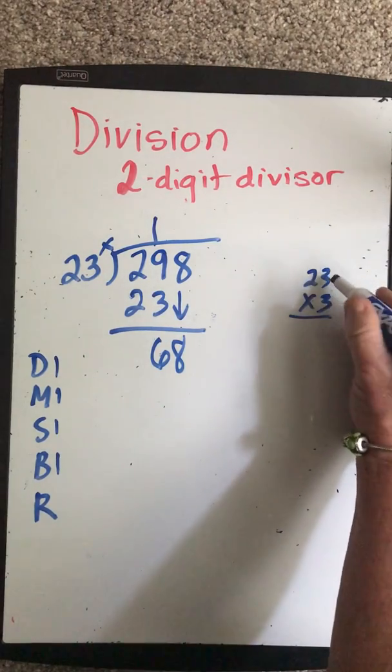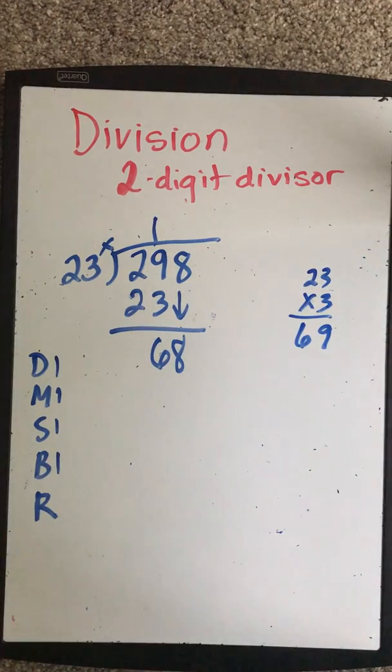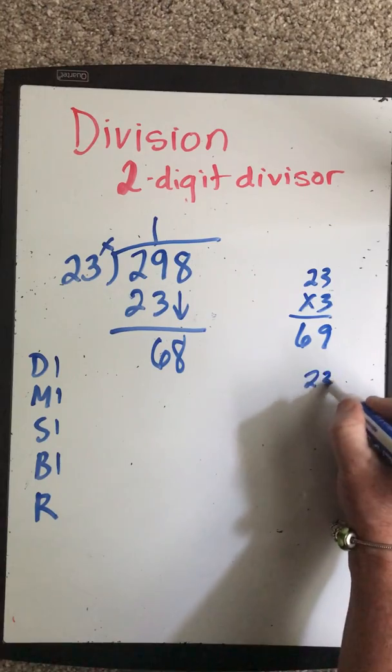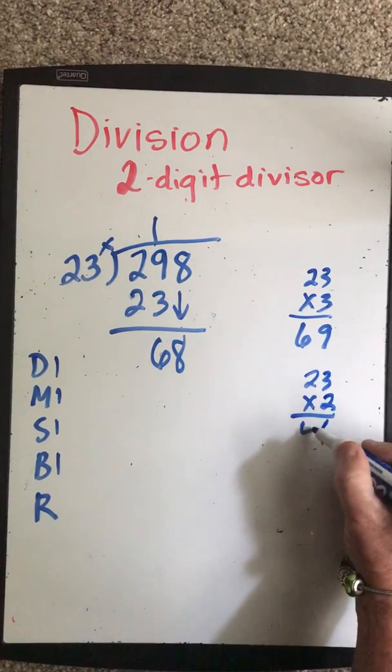Let's try 3 first. 3 times 3 is 9. 3 times 2 is 6. So that's 69. So 69 is larger than 68, so we're going to have to go down 1. So we'll do 23 times 2, and that's 46.